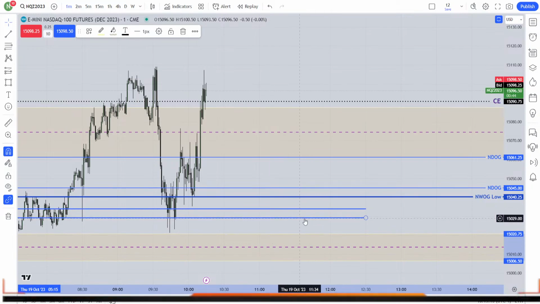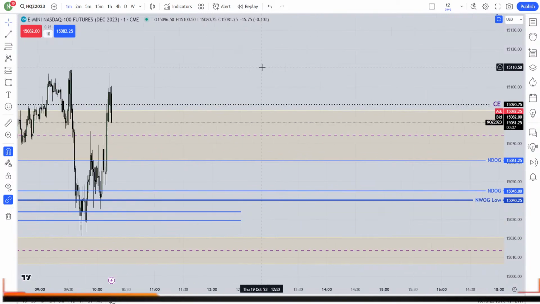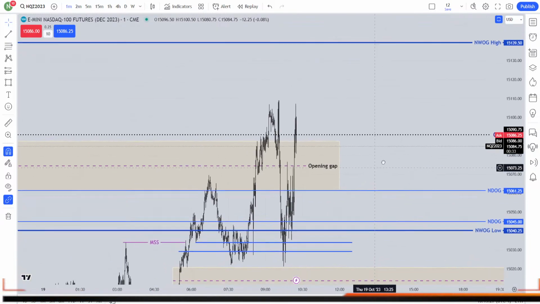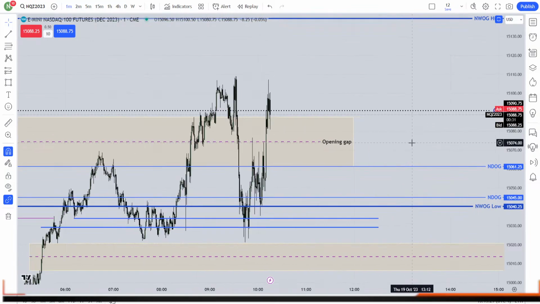This is the 15-minute higher fair value gap. This is the new week opening gap low. This is the consequent encroachment actually, and this is the opening gap. Let me mark the opening. This is the opening gap. Okay, today's opening gap. So that is today's opening gap.